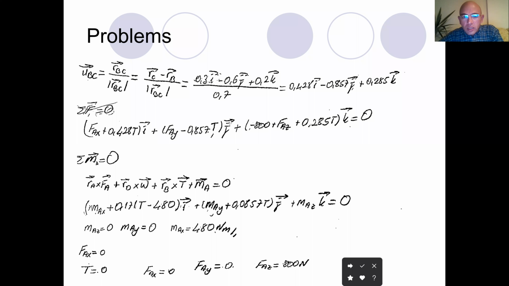Next thing is to calculate the unit vector from B to C, UBC. This is the relative position of point C with respect to B, RBC, divided by the magnitude of the vector. This will give me the unit vector UBC.